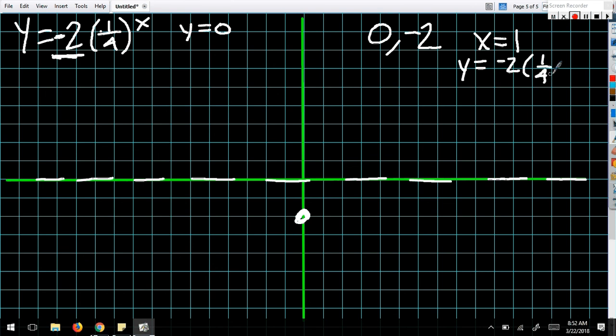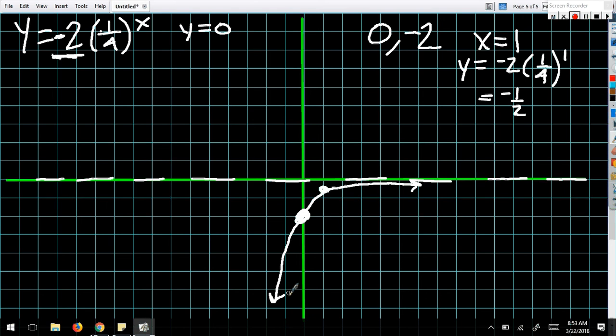-2 times 1/4 to the first power. What does that give you? -1/2. 1/4 to the first power is 1/4, and 1/4 times -2 is -1/2. Yes, right, David? All right, connect them. Hug the asymptote.